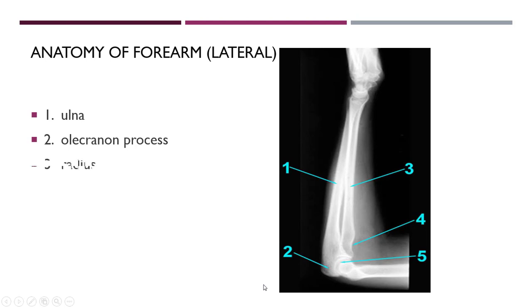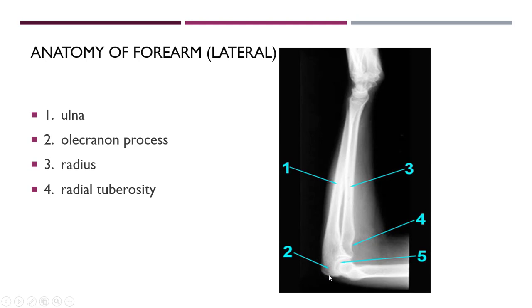Your lateral view, the exact same anatomy. Here's your ulnar process. Right here is your shaft of the ulna. Number 3 is the radius shaft. Number 2 is your olecranon process. This is also your funny bone.